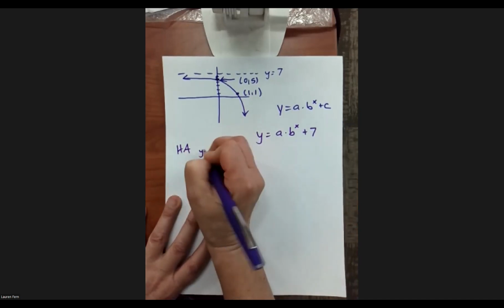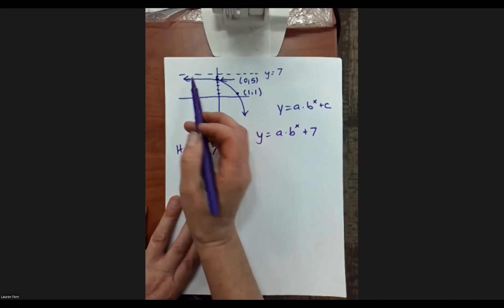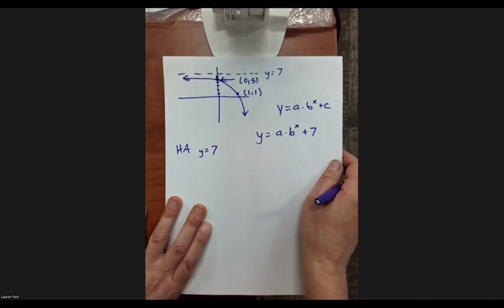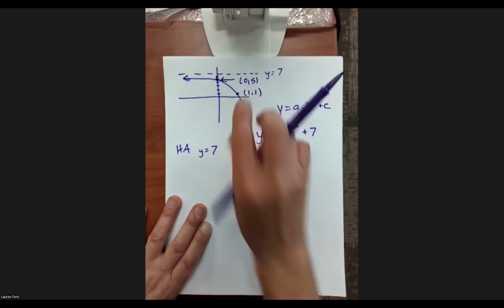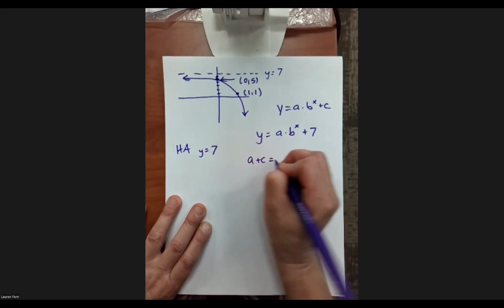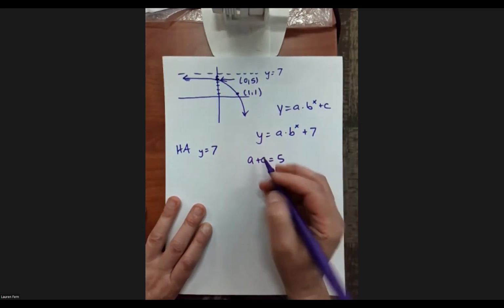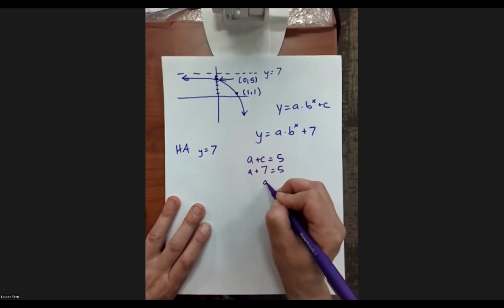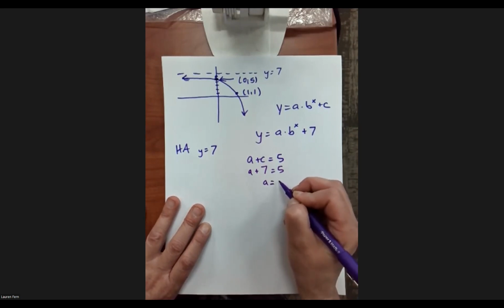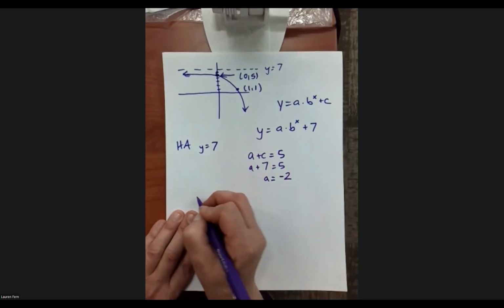We see we have a horizontal asymptote at 7, right? As x is getting really small, my function values are approaching it. All right. Well, the next thing that we have is our vertical intercept. Don't we know that a plus c is equal to 5? Well, we found c. What was c? 7. Therefore, what is my value of a? -2.